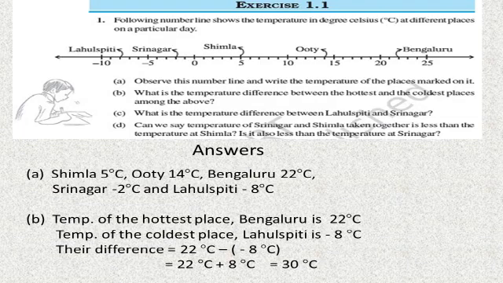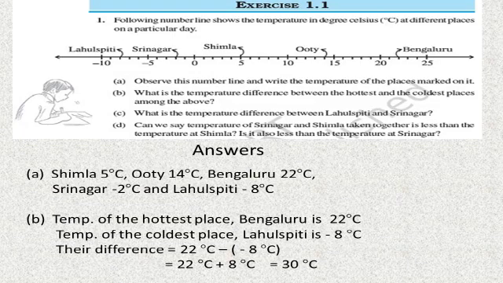Bengaluru. Bengaluru is 2 divisions to the right of 20. So it will be taken as 22 degrees Celsius. Similarly, on the left hand side of 0, Srinagar is 2 divisions to the left of 0, will be taken as minus 2 degrees Celsius. And finally, Lahul Spiti is 3 divisions to the left of minus 5, will be taken as minus 8 degrees Celsius.